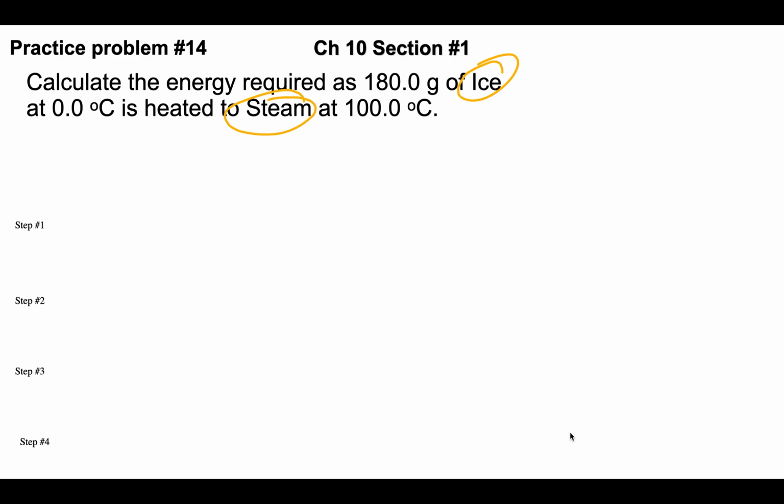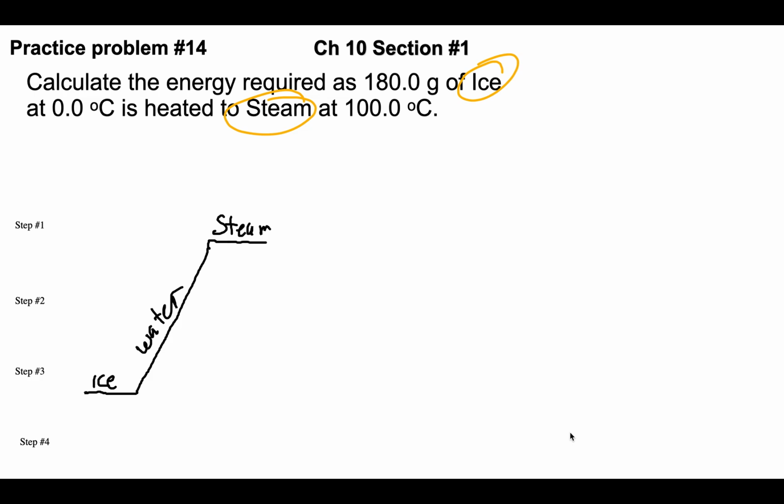We have ice first. So first we have to take ice and melt it to water. And then once we have the water, we're going to raise the temperature of the water to 100 degrees, and then we're going to boil away the water into steam.